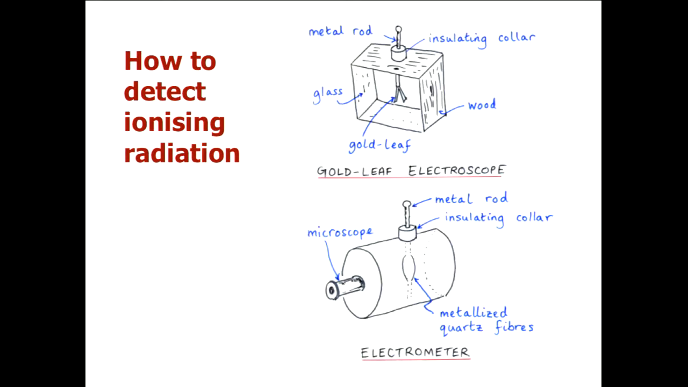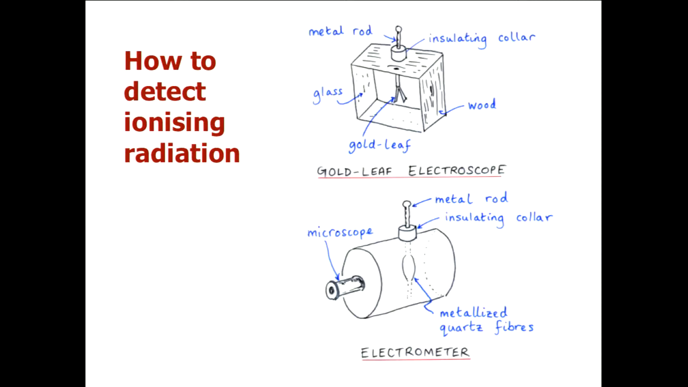So now what you have in a gold leaf electroscope is a piece of metal in an insulating box, which is often wooden. It might have a glass front and back so you can see it. And there's a little piece of gold leaf that I've drawn here. What you do is you charge it up, and the two pieces of gold leaf move apart. Now, if there's ionizing radiation present, charge can leak away because the air becomes conductive.